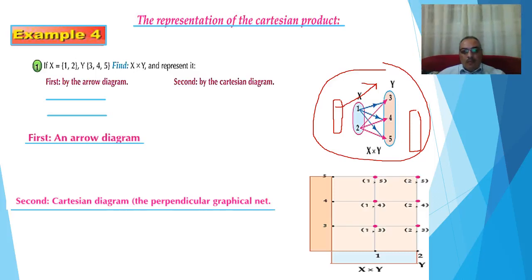For the Cartesian diagram, horizontally write the elements of X, 1, 2, vertically write the elements of Y, 3, 4, 5, with order, and denote the points: (1, 3), (1, 4), (1, 5), (2, 3), (2, 4), (2, 5). The first method is the arrow diagram, the second is the Cartesian diagram.